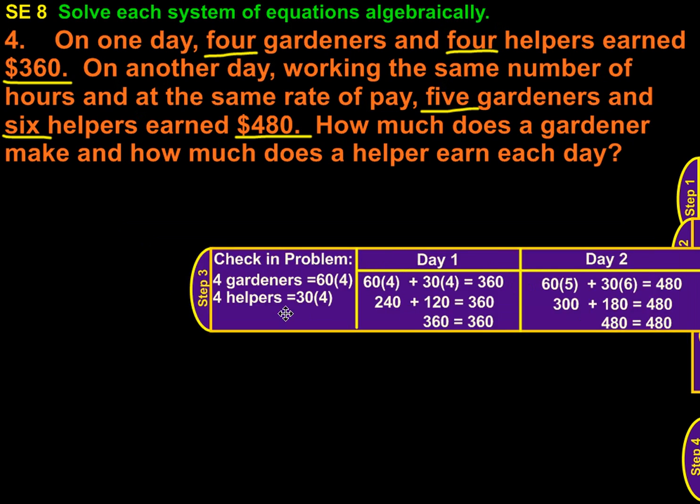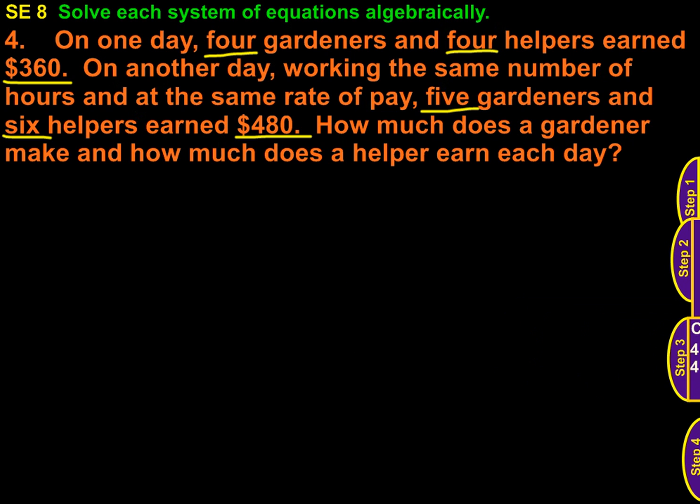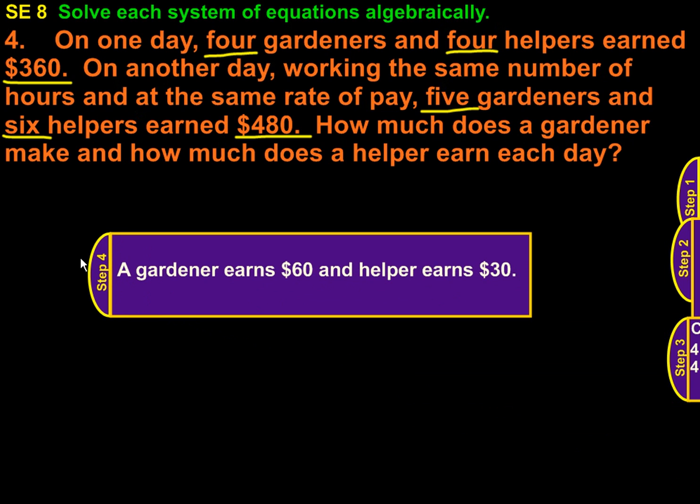So at that point, I can go on to step 4, which is simply write a sentence that explains what the answer is. A gardener earns $60 and a helper earns $30.